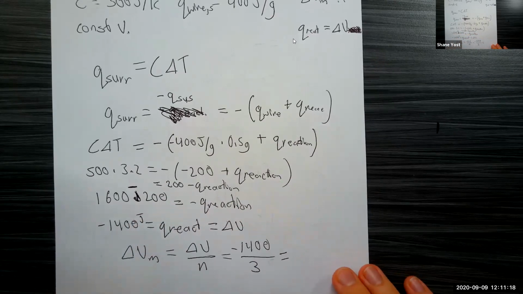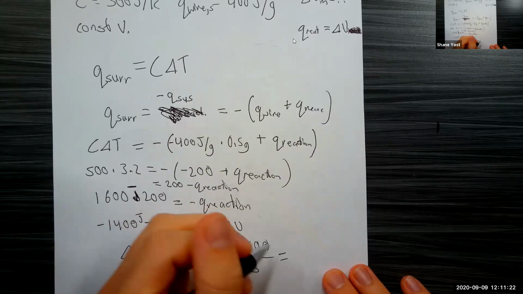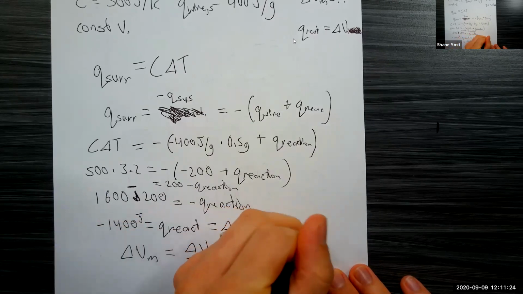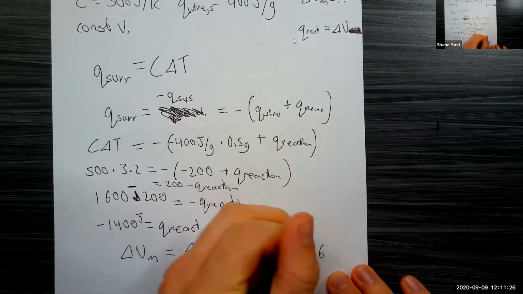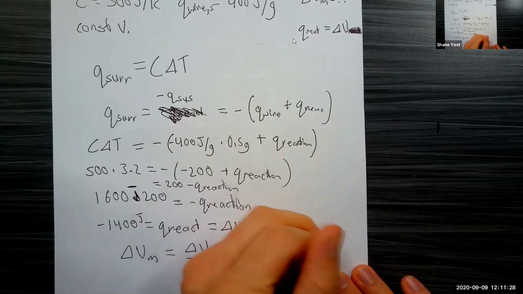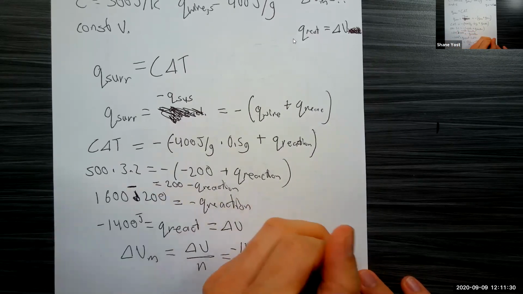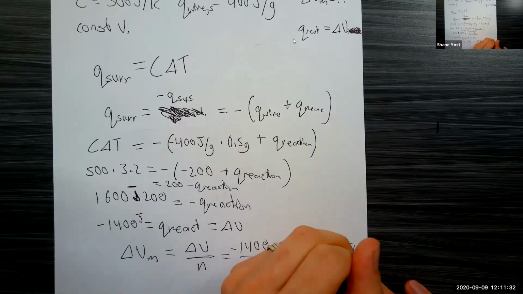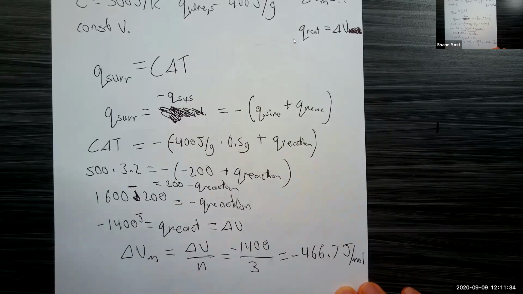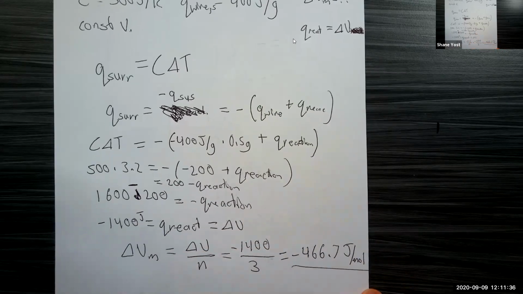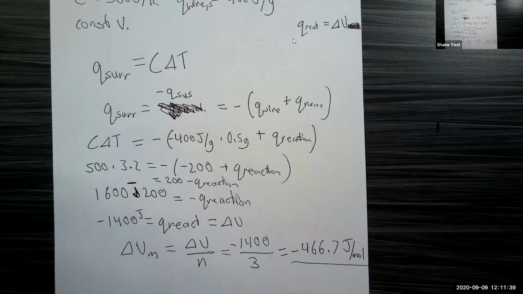That doesn't evenly go in. Okay, yeah. Minus 466.7, or whatever, joules per mole. And so that is the molar internal energy change for this reaction.